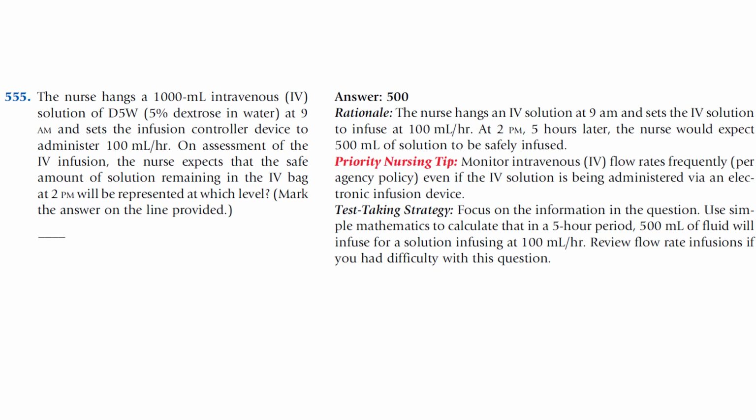Answer 500. Rationale: the nurse hangs the fourth solution at 9 a.m. and sets the fourth solution to infuse at 100 ml per hour. At 2 p.m., 5 hours later, the nurse would expect 500 ml of solution to be safely infused.